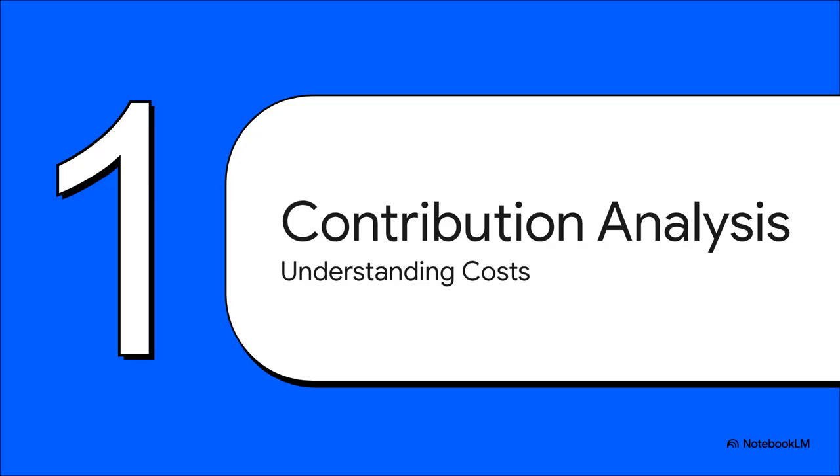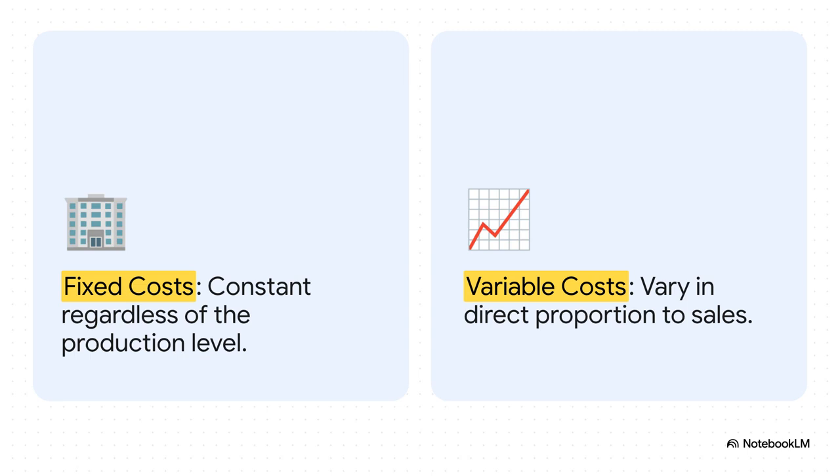All right, let's kick things off with section 1, Basics of Contribution Analysis. Okay, before we can figure out when a business breaks even, we have to understand exactly what money is actually going out the door. Total costs are split into two main camps, fixed and variable. Fixed costs, well, they stay exactly the same no matter what you do. Think about your rent, your insurance, salaries. You pay those whether you sell 0 units or 10,000.